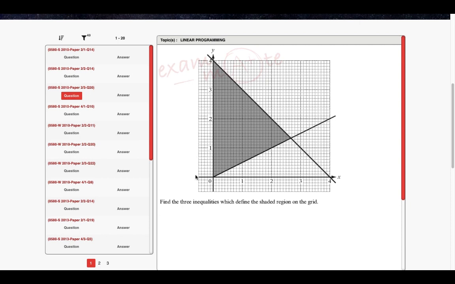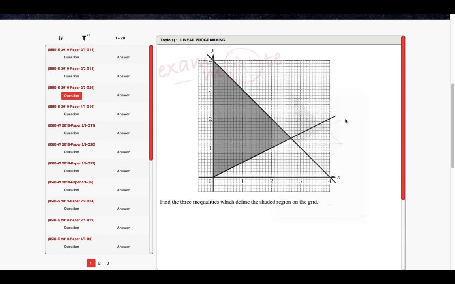You can find the gradient of this line and know which inequality it will be. The gradient is 2 minus 0 over 4 minus 0. Imagine I'm looking for the gradient of this line. So 2 over 4 is 1 over 2, and it passes through 0, so the intercept on the y-axis is 0. So y equals half x. Whether it's less than or equal to that, we find by testing any point.